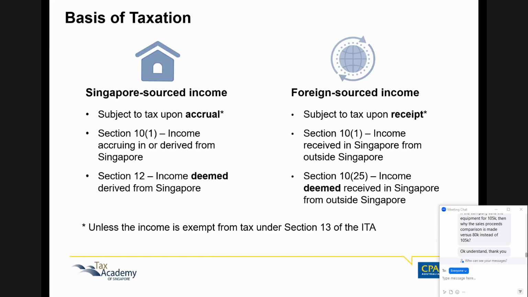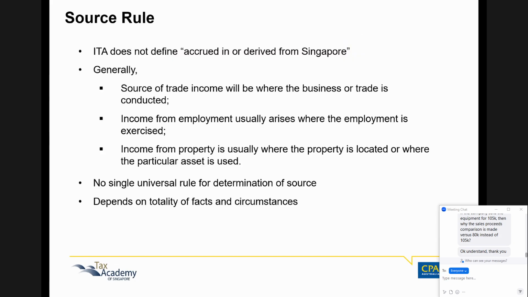Versus foreign source income, which is subject to tax upon receipt. It's only when you remit it. Okay, so even though, let's say, it's income under section 10(1), although it's accrued overseas, right, I don't tax it. I only tax it when you bring it back to Singapore. Or under section 10(25), income deemed received. So although you may not have actually brought the income back, under certain circumstances I deem it as you have brought it back to Singapore, then it is subject to tax.